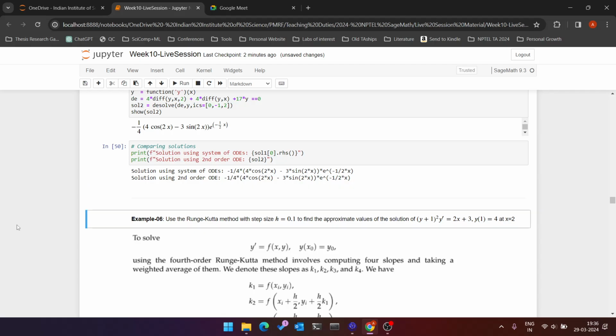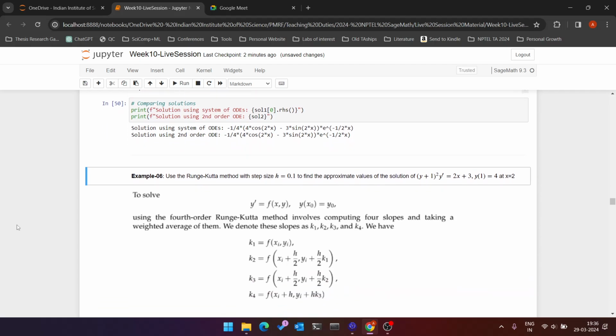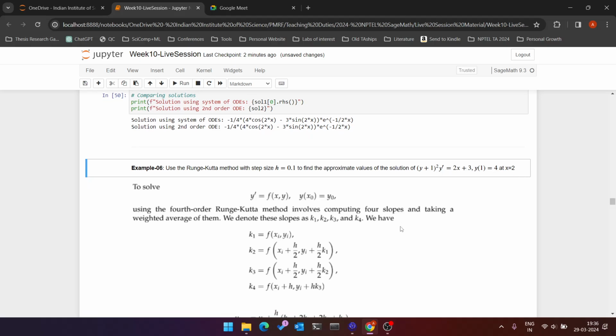Next, example number 6. Here we use the Runge-Kutta method with step size h equal to 0.1 to find approximate values of y, where y plus 1 whole square y dash is equal to 2x plus 3, y of 1 is 4, at x equals to.